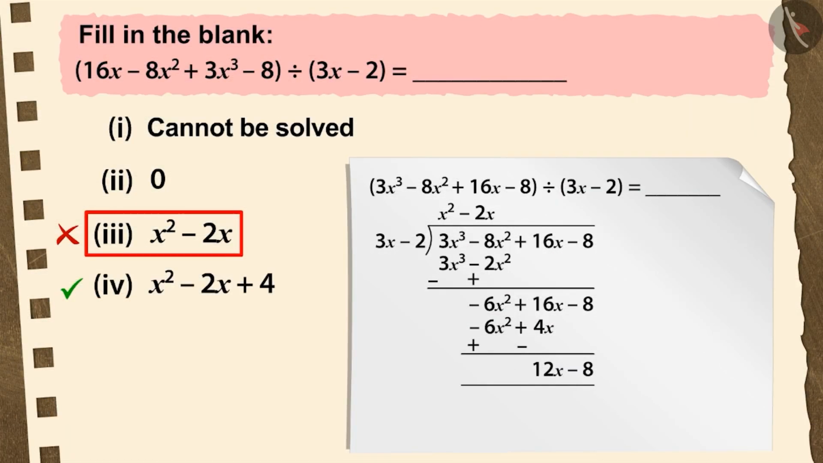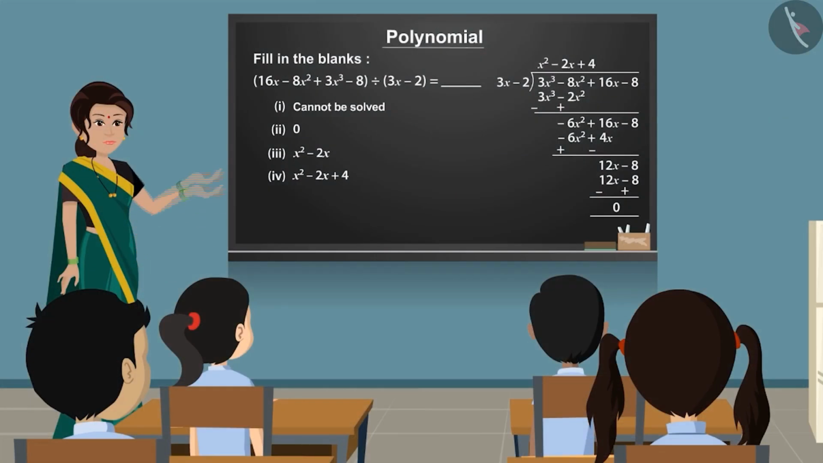But in this option, you have not completed the division process. So hopefully, you have understood why the fourth option is correct in this example and other options are wrong. Teachers can also test students' understanding in the class with the help of such examples.